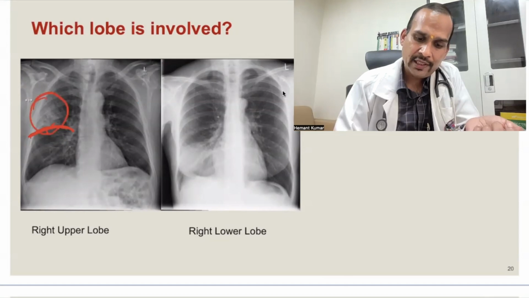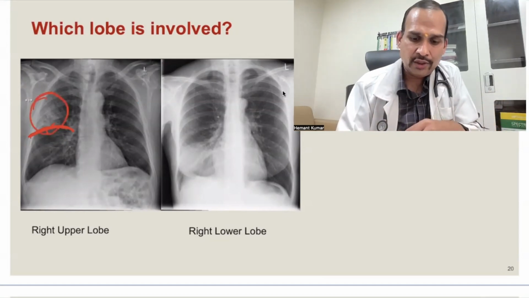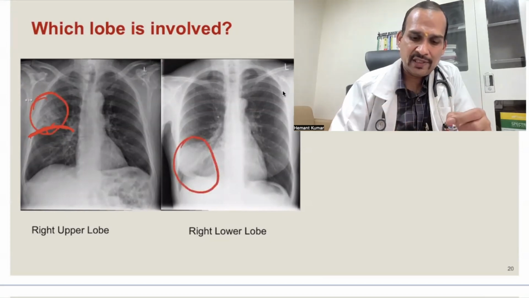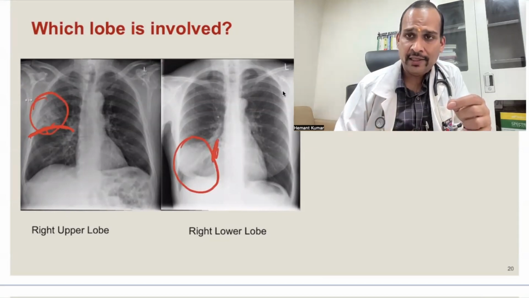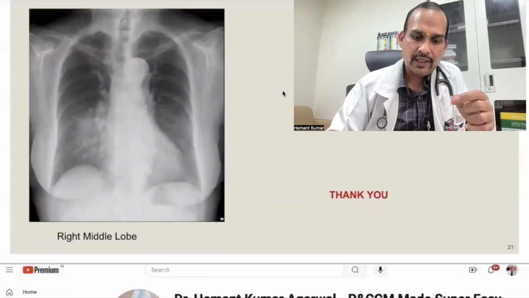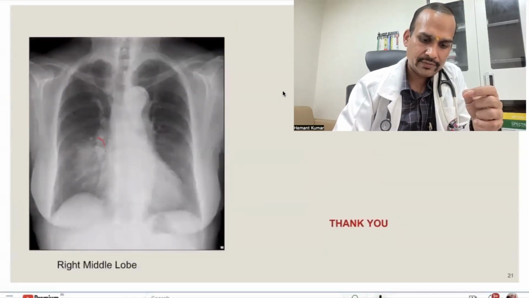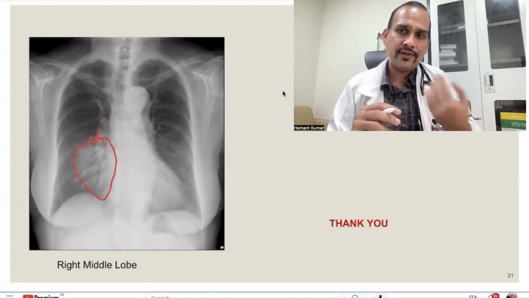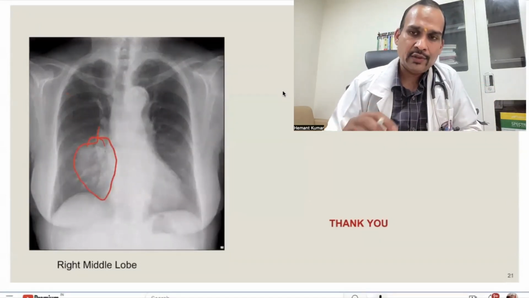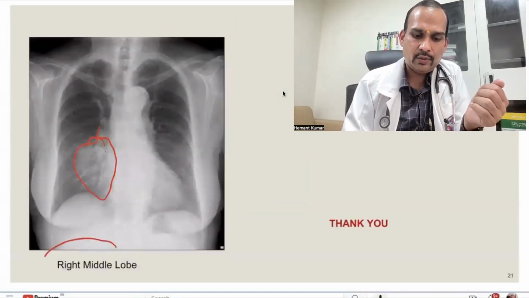In this opacity, if there is obscuration of the diaphragm, or the diaphragm is not clearly seen, it means lower lobe. Any opacity which is obscuring the right heart border is middle lobe. So this is the right lower lobe. And this opacity, you can see, is obscuring the heart border. If you get a lateral X-ray done, we will confirm it. In the lateral X-ray, if the opacity is between the minor fissure and major fissure, it is the right middle lobe.